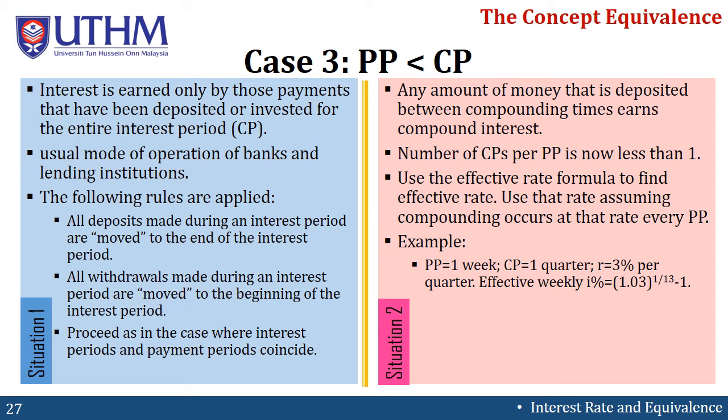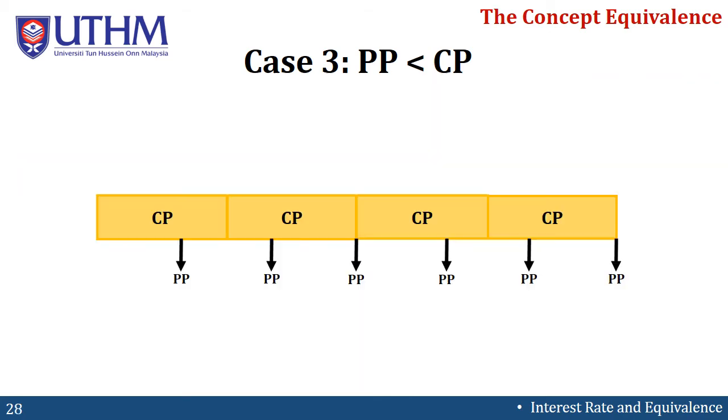So the number of CPs per PP is now less than 1. Okay, what does this mean? The situation 2 can be presented in the diagram like so. We know that there is a payment period before the compounding period. The compounding period, let's say here is 3 months, and then the payment period is done at the second month. So that means the PP is less than CP. Okay, that's all for subtopic 4.4.